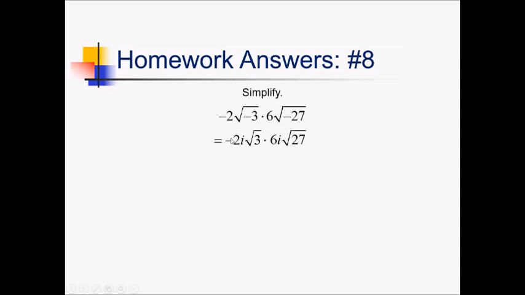On the outside, I have negative 12i squared. And on the inside, 3 times 27 gives me a radical 81. i squared is negative 1, so negative 12 times negative 1 is positive 12 on the outside. On the inside here, we got the square root of 81, which is 9, so we have 12 times 9, and then that's going to be 108.